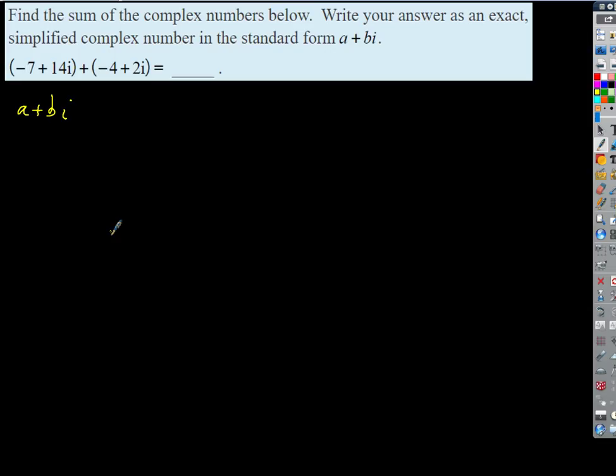What do we call a? A real number. The real part of the complex number. What's b? Imaginary part. So what's the real part of the first complex number? Imaginary part? 14. Second complex number, real part? Imaginary part? 2. Okay. So then those parentheses really are just there to collect the two parts of each complex number. That's what they're doing for us.